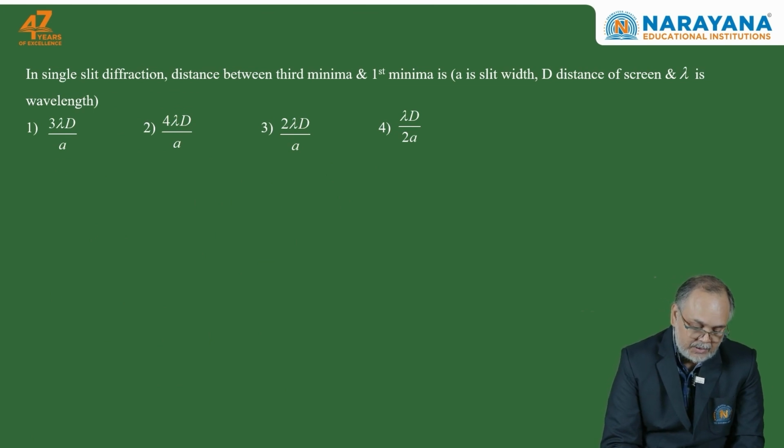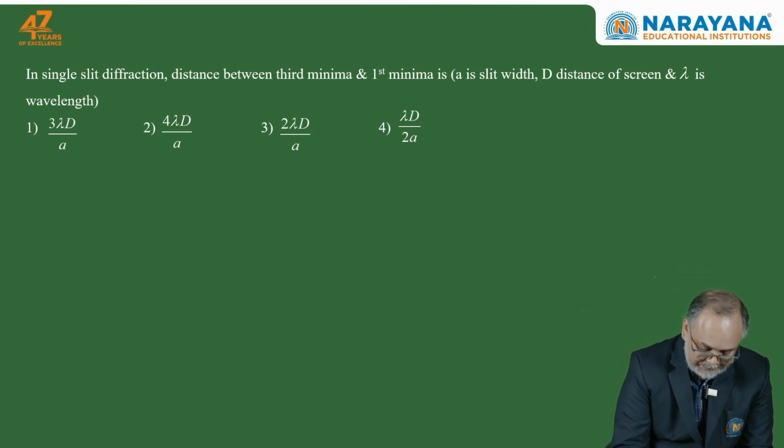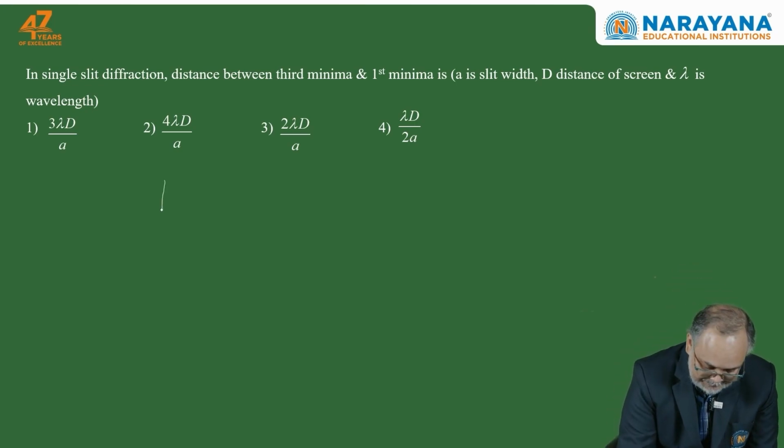Now in the question it is given that in single slit diffraction, we have to find the distance between the third minima and the first minima, their locations on the screen, where A is the slit width, capital D is the distance of the screen from the slit, and lambda is the wavelength. So if we consider this situation here, this is a screen, and let us say this is a single slit.